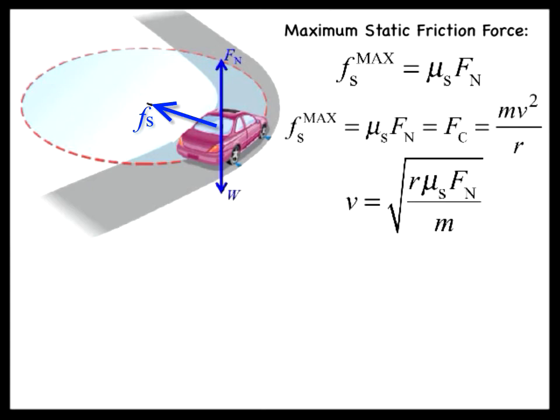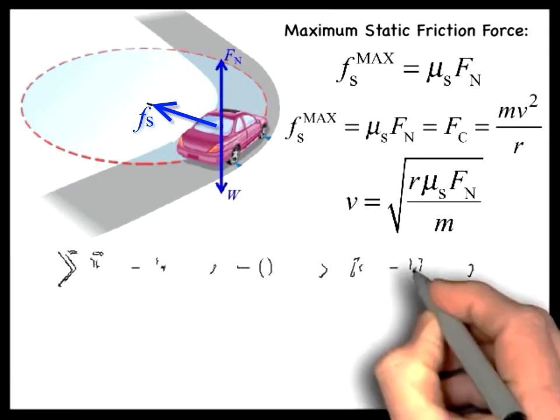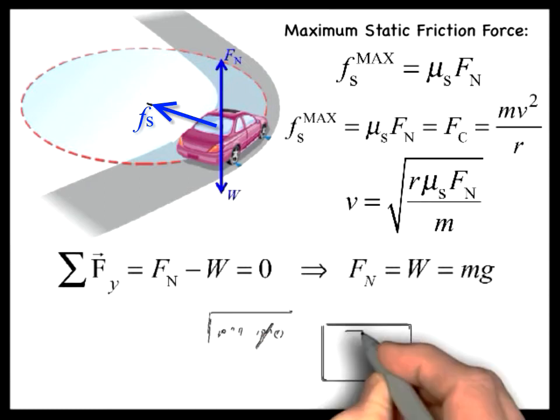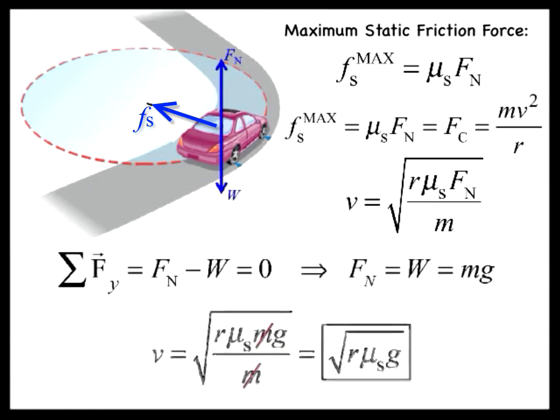Since the car is on a flat roadway and not accelerating in the vertical direction, the normal force on the car must be equal to its weight, mg. We can make this substitution into our expression for the speed. We see that the mass of the car cancels, and we find that the maximum speed one can take the curve is equal to the square root of r times mu sub s times g.